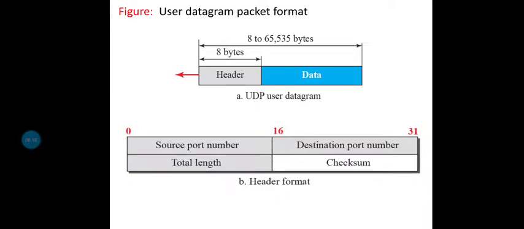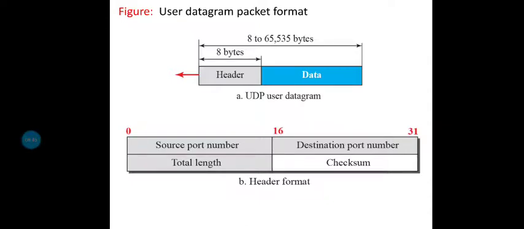So this header comprises the 4 fields I already mentioned: the source port number, which is bits 0 to 16, then the destination port number, bits 16 to 31, then the total length, which is another 16 bits, and the checksum is the last field, which is also 16 bits.